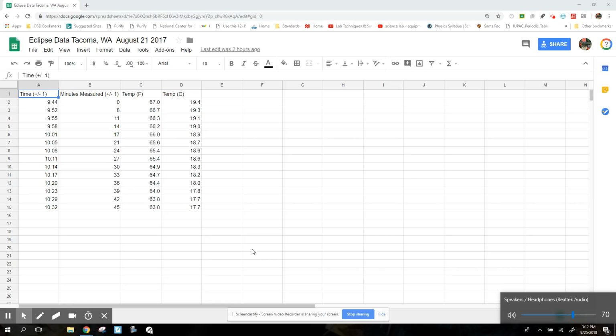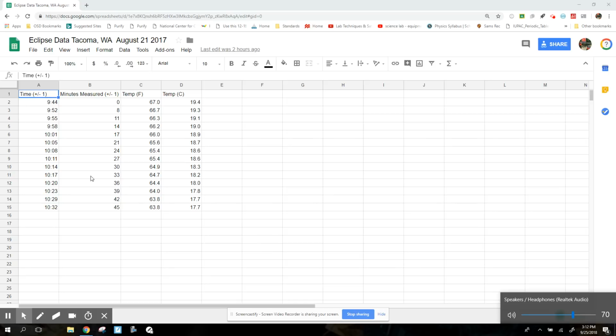in your graph. So I have some data here that I collected the summer before last during the total solar eclipse. And yes, I did sit out on my front porch for 45 minutes and recorded the temperature in 3-minute increments to see how the temperature decreased as the sun increased its coverage. So that's what science teachers do for fun.